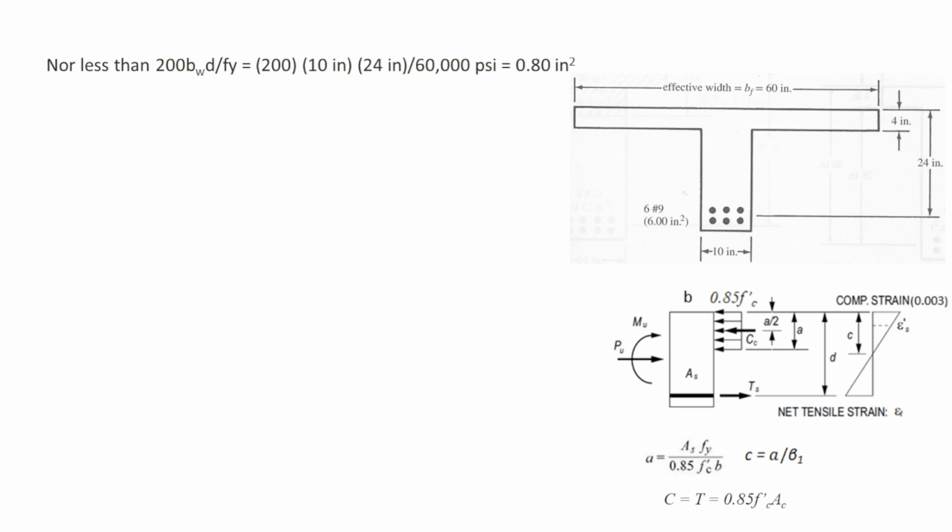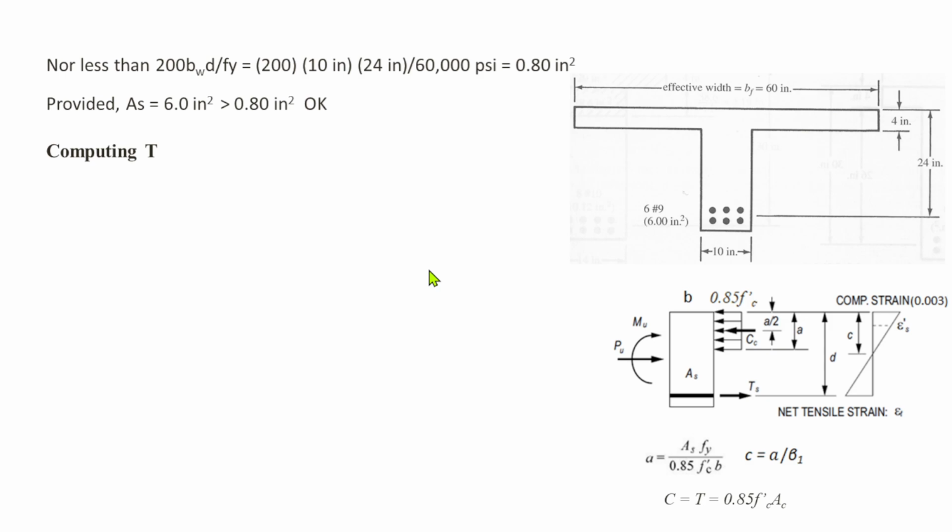So this is the profile of the T-beam. We are given 6 square inch of tension reinforcement. Based on the criteria, the provided tension steel is greater than 0.8 square inch. So that is okay. We are all okay for that one.